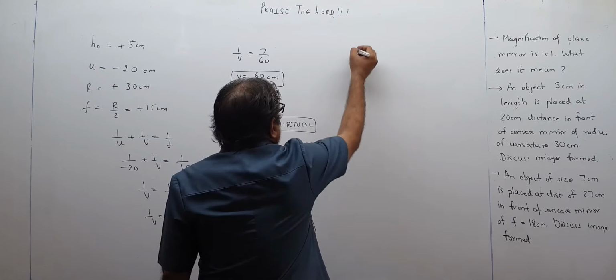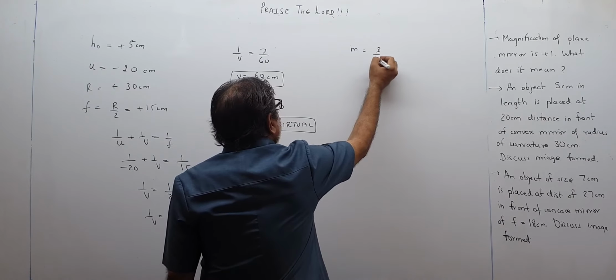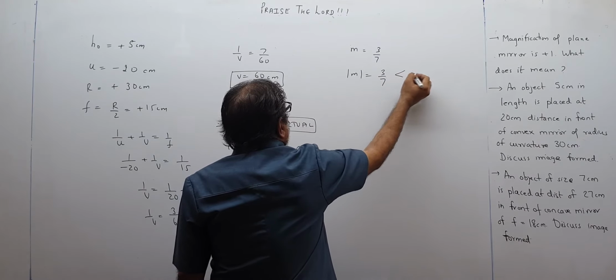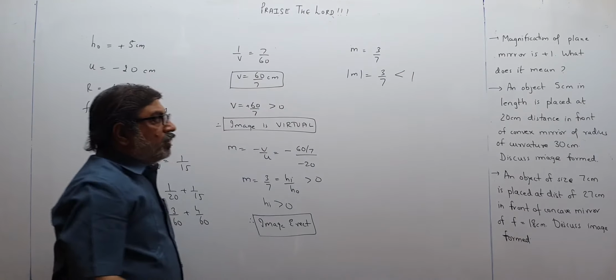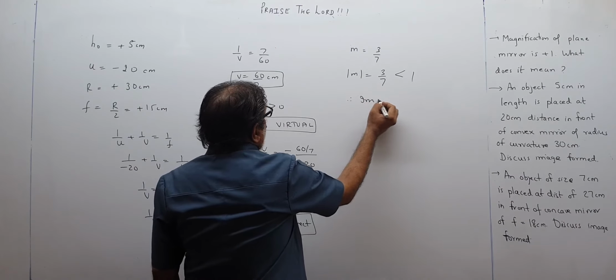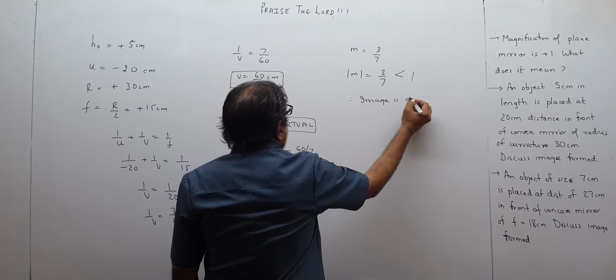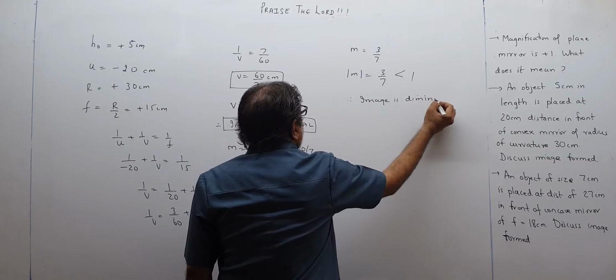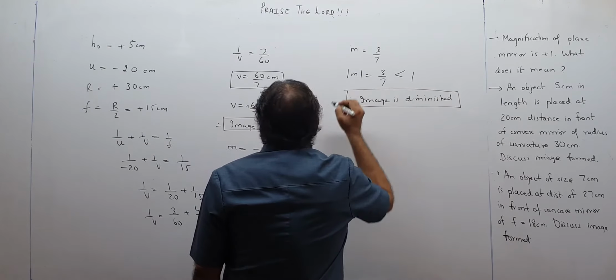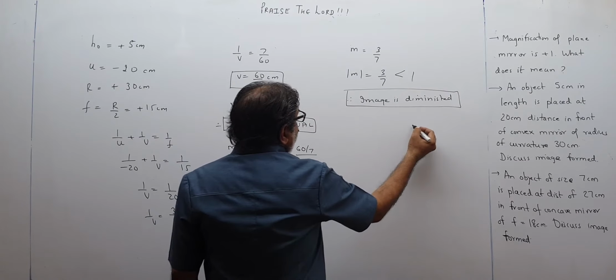And then finally m is given to me as 3 by 7. So mod m will be 3 by 7, this number is less than 1. So mod m is less than 1, therefore the image is diminished. The image is small as compared to the object. The image is diminished. And if you want to draw the ray diagram, we can have things like this.